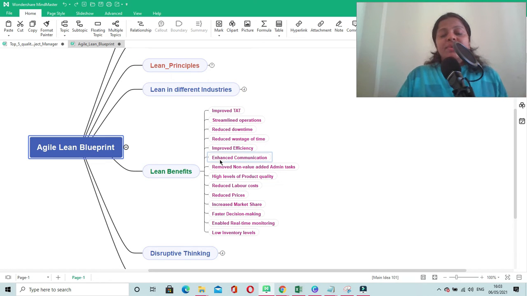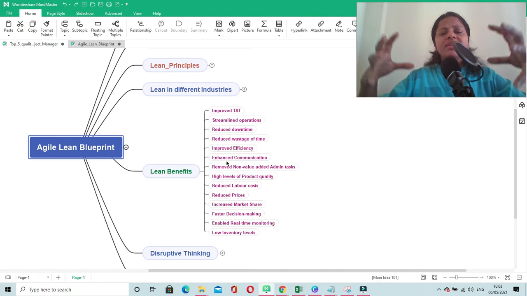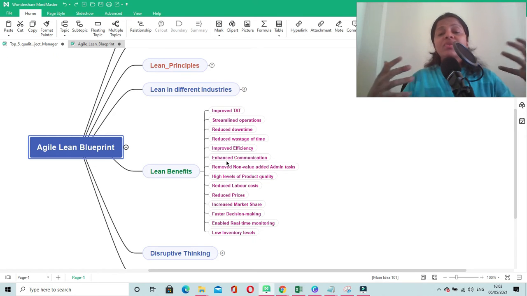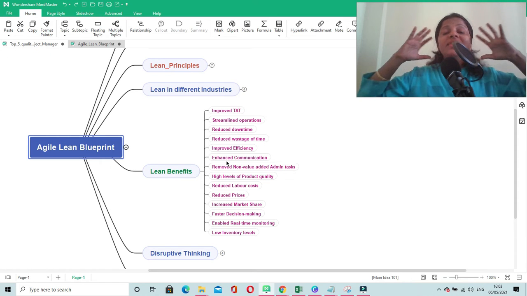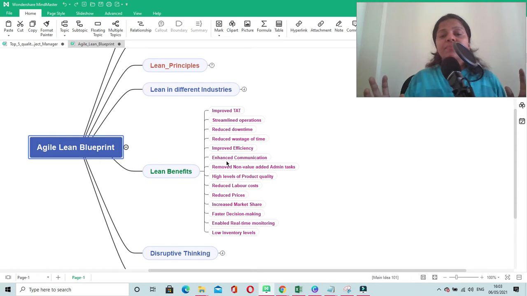The next benefit could be enhanced communication. When you bring your team together, when you build that motivational environment in your team, then the team will have a high team spirit, and they will be able to work as a team and not as individuals. So that is going to enhance the communication, and that is going to build a rapport between the team members within the team, and they will be able to work together in a collaborative manner.